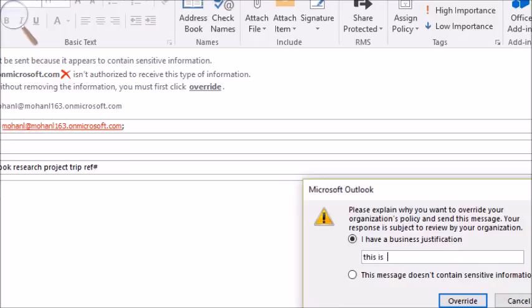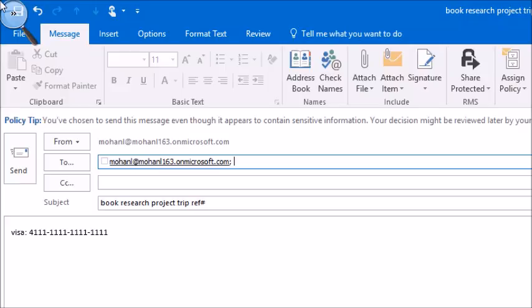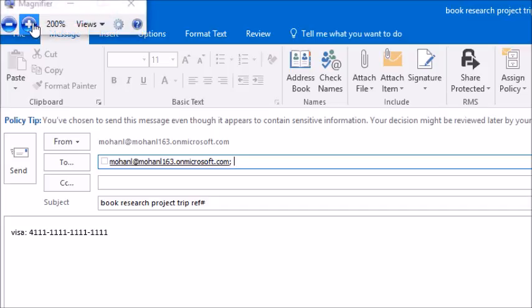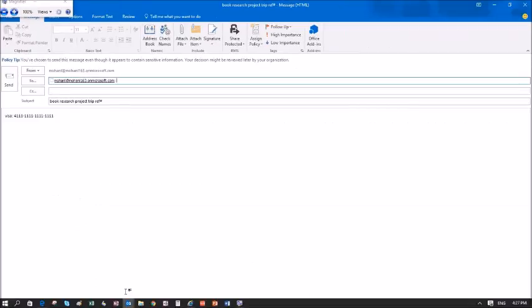This is a trip reference number override, and the researcher promptly gets a message that this message can be sent, but intimation will be sent to competent authority for decision on it at a later time. Now once this is done, the researcher can send the message and carry on with the work.